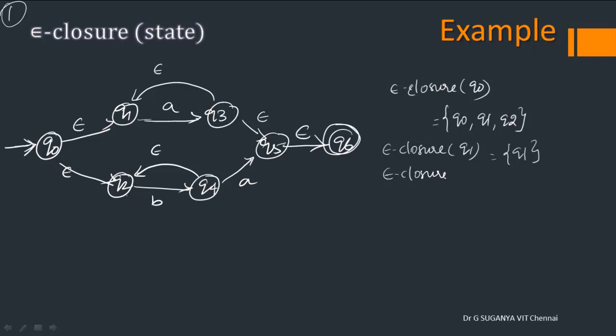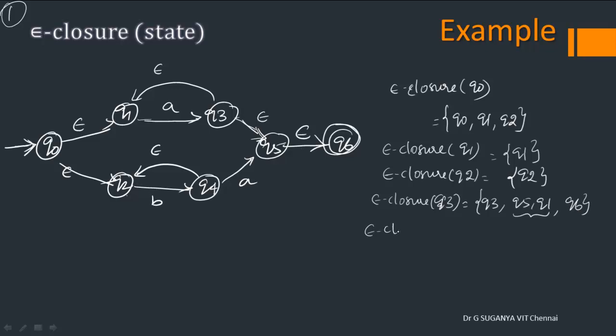Then comes the epsilon closure of Q2. There is no outgoing edge on epsilon, and hence you just add Q2. Then the epsilon closure of Q3. I'll include Q3 first, then look at the transitions. You have two outgoing edges on epsilon, one to Q5 and another to Q1. So Q5, Q1. Now from these two destinations, again check whether there are any epsilon outgoing edges. From Q1, no. And from Q5, yes, it is to Q6.